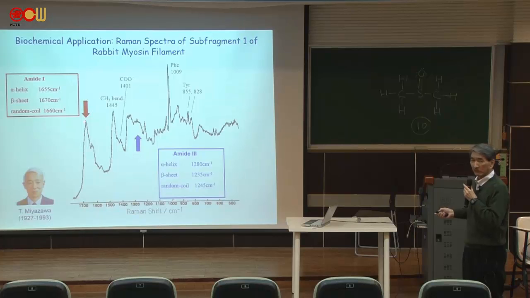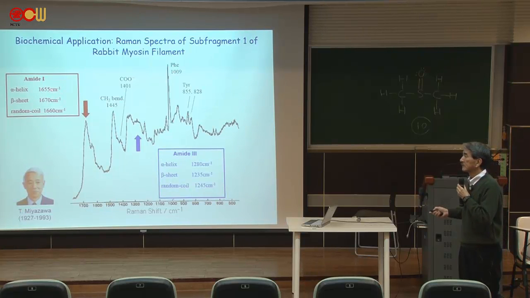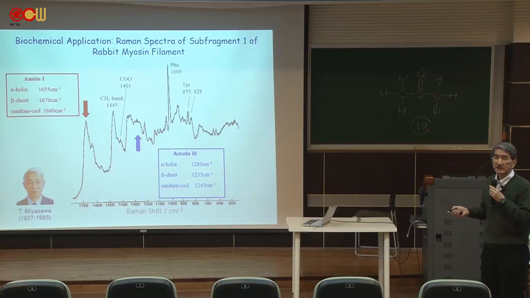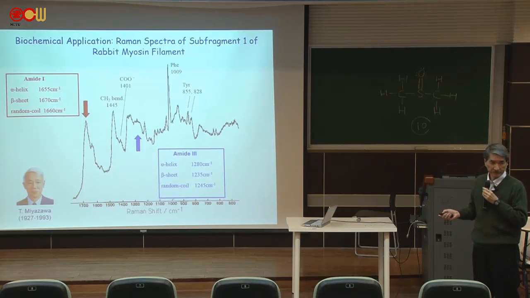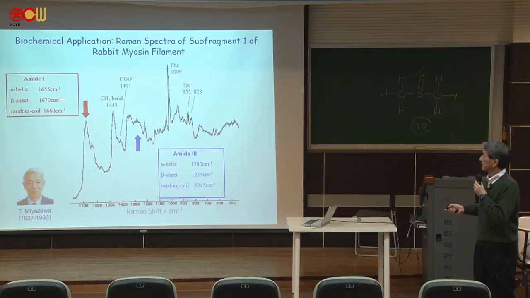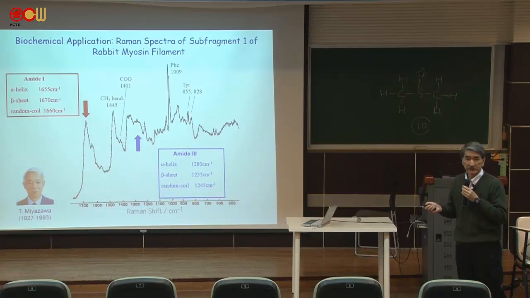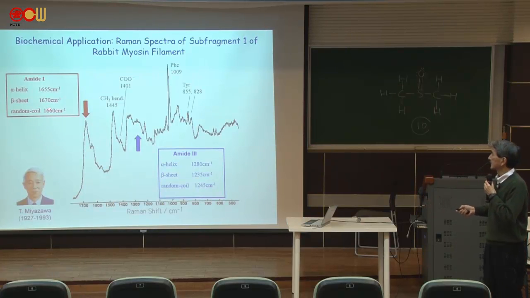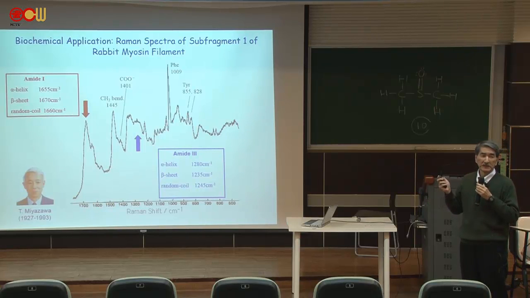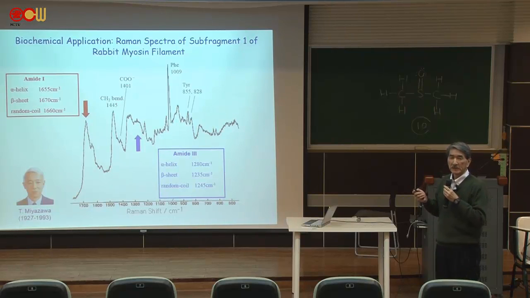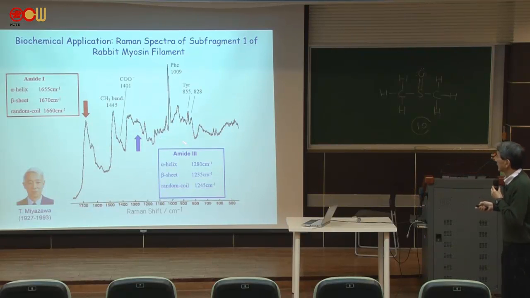And we now know that if this peak of amide 1 is observed at 1655, then the protein has got the alpha helix structure. If the peak is at 1670, then the secondary structure is a beta sheet. And if it's at 1660, it's a random coil. You know, helix and beta sheet and random coil in the protein structure. And also this band amide 3 has got similar information.